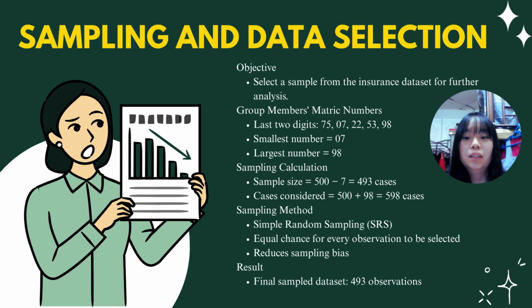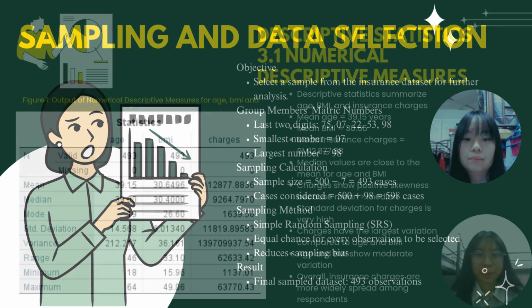By using SPSS, we selected exactly 493 cases from the first 598 cases through the random sample of cases function. After that, the unselected cases were deleted, resulting in a final dataset containing 493 observations. The sampling method used was simple random sampling, where every observation among the first 598 cases had an equal chance of being selected. This method helps reduce sampling bias and improves the representativeness and reliability of the sample for further statistical analysis.